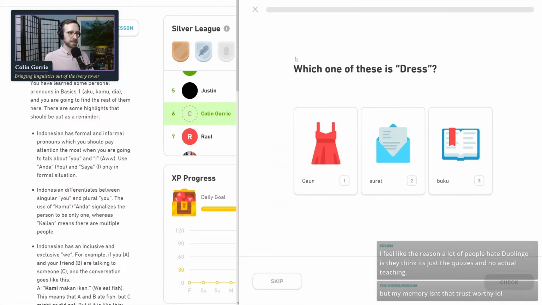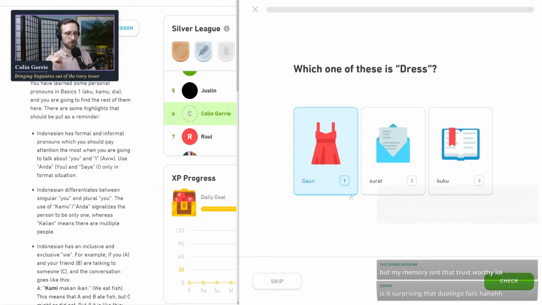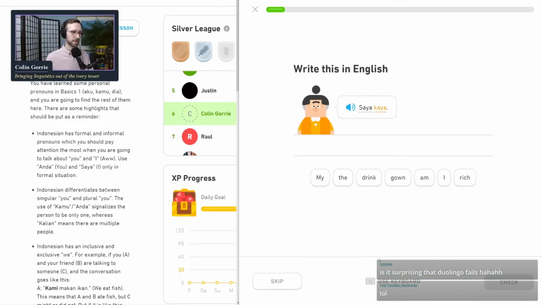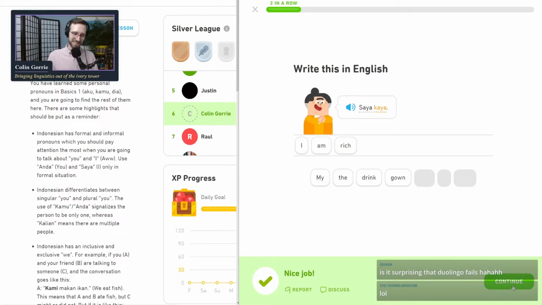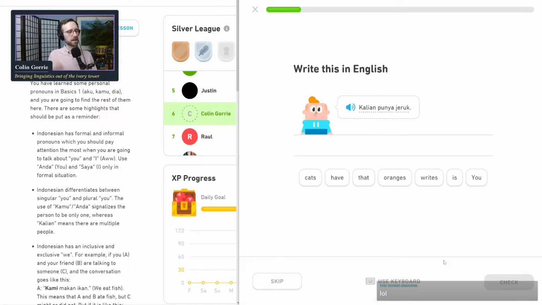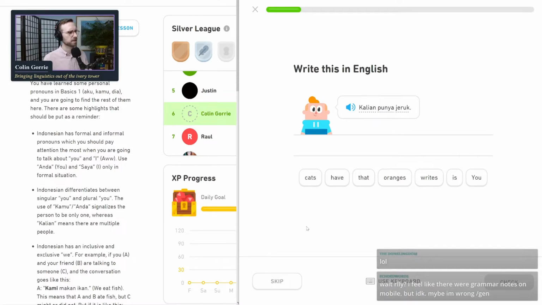Okay, which one of these is dress? Gaun. It's a vowel sequence, not a diphthong. Gaun. We know because it has a coda consonant, according to Wikipedia anyway. Saya kaya. I am rich, I'm hoping. Kalian punya jeruk. Ooh.